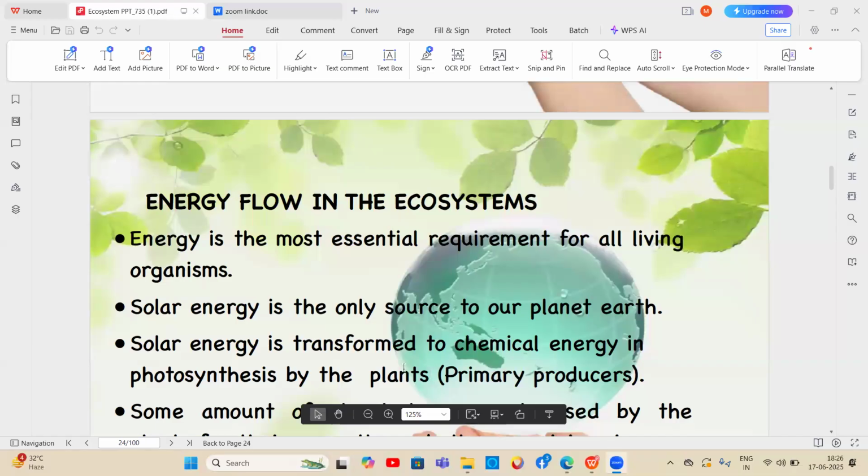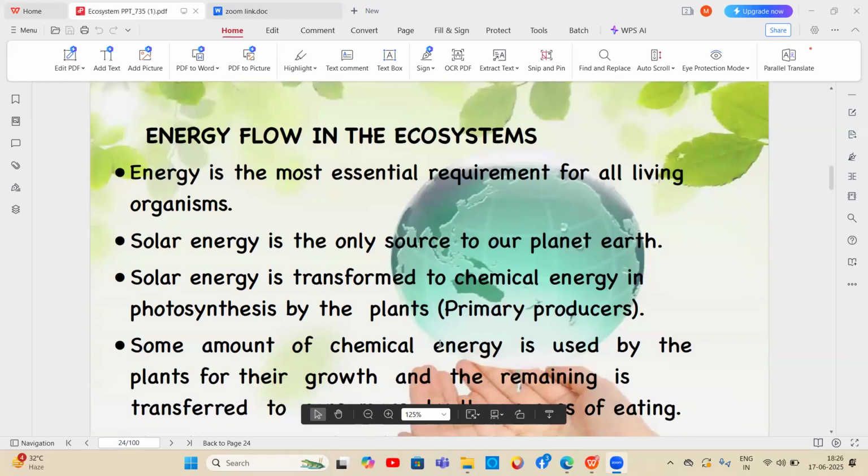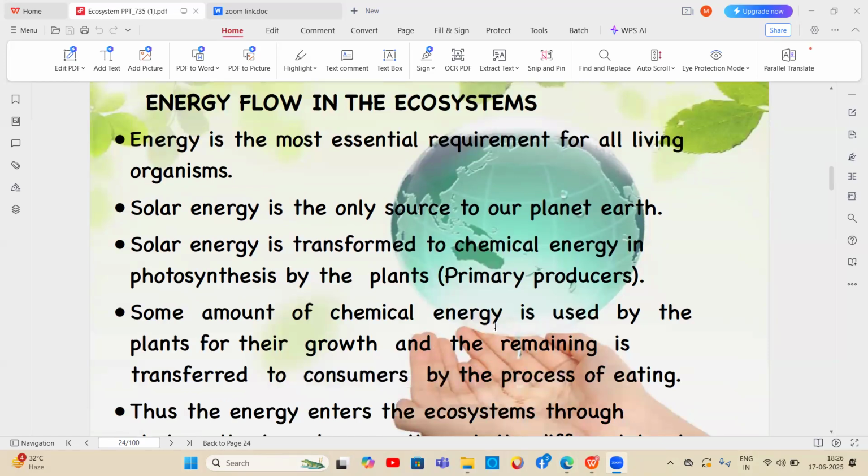In photosynthesis by the plants. So that is the primary producer. That is, solar energy is transformed into chemical energy by the process of photosynthesis by the plants. Some amount of chemical energy is used by the plants for their growth, and the remaining is transferred to the consumers by the process of eating.